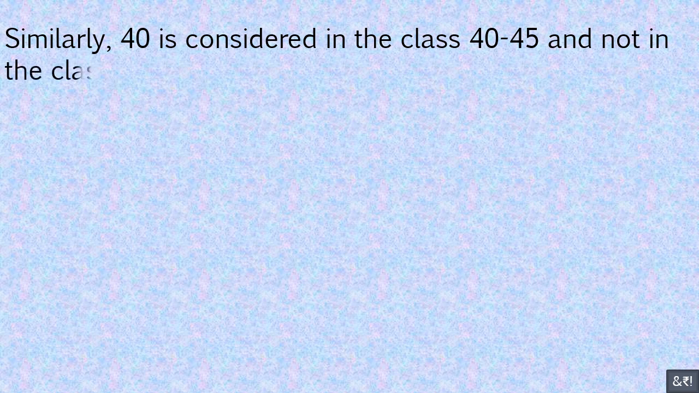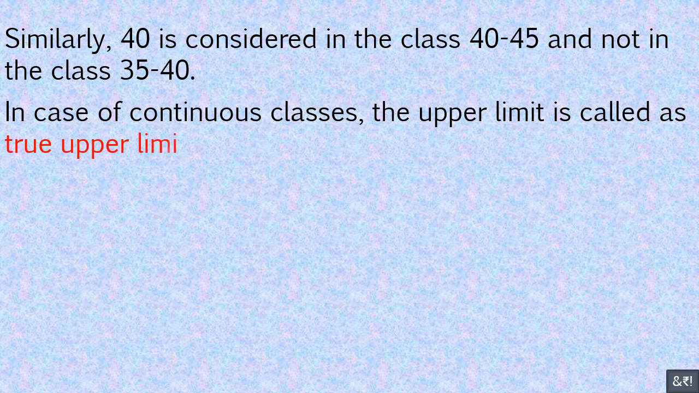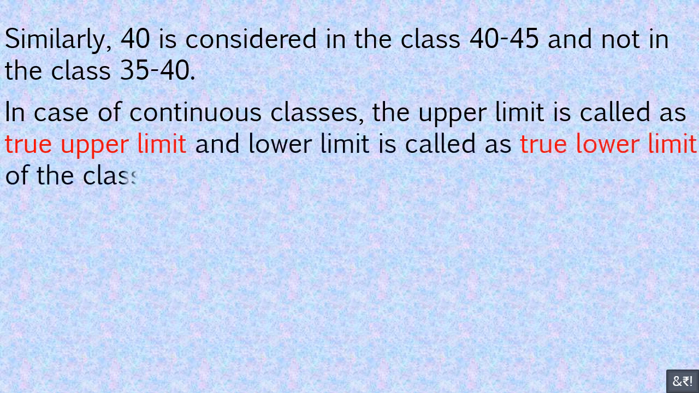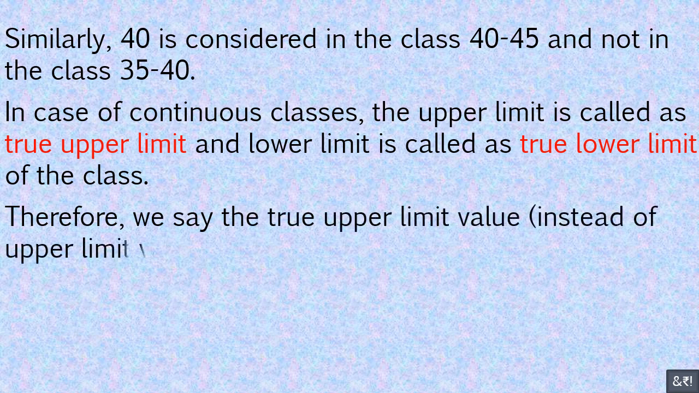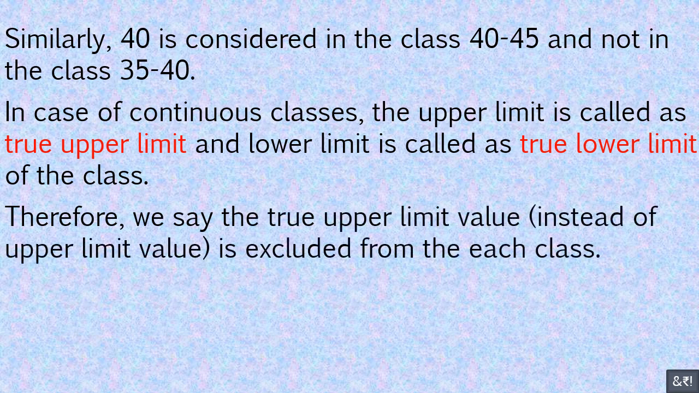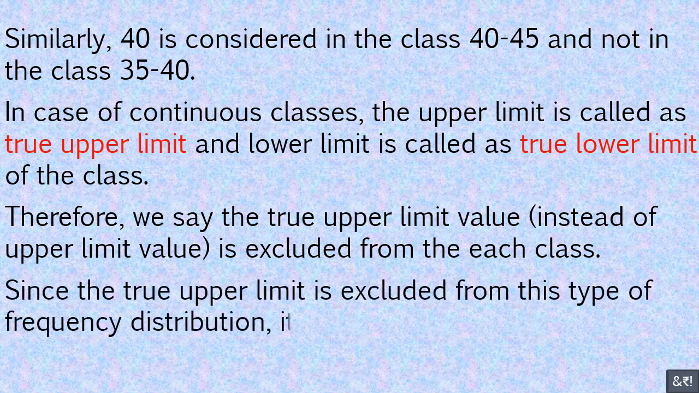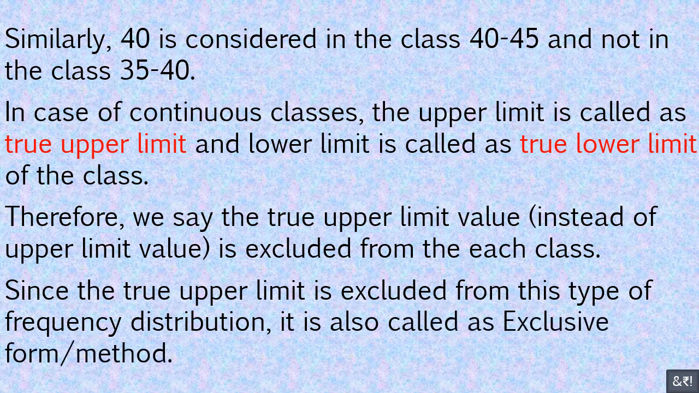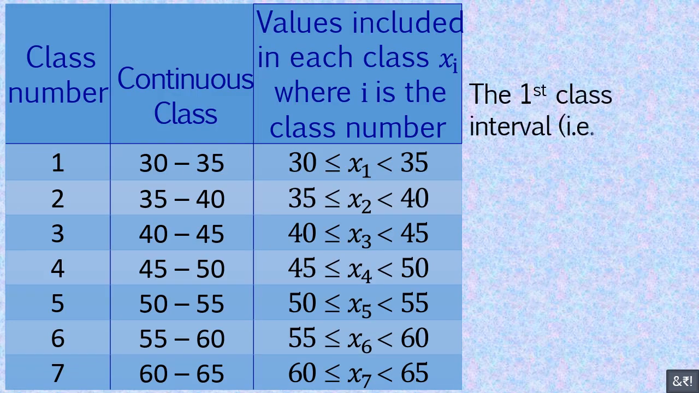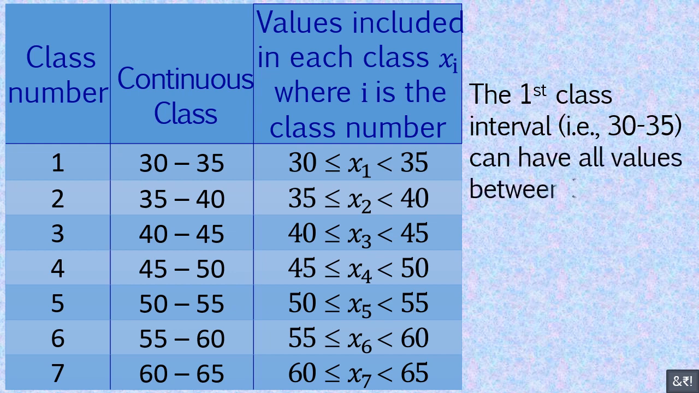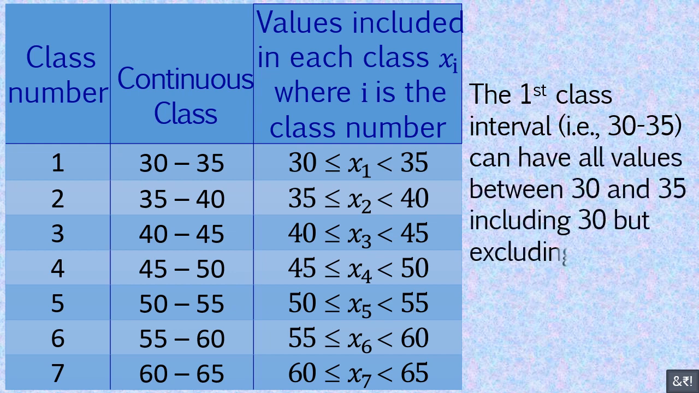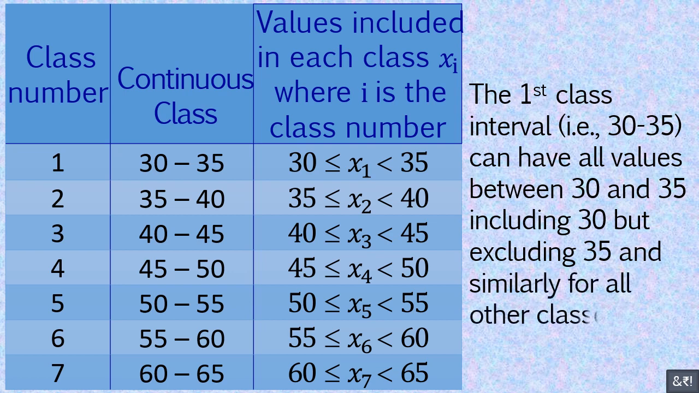Similarly, 40 is considered in the class 40 to 45 and not in the class 35 to 40. In case of continuous classes, the upper limit is called the true upper limit and the lower limit is called the true lower limit of the class. Therefore, we say the true upper limit value, instead of upper limit value, is excluded from each class. Since the true upper limit is excluded from this type of frequency distribution, it is also called exclusive form method. The first class interval, that is, 30 to 35, can have all values between 30 and 35 including 30 but excluding 35, and similarly for all other classes.